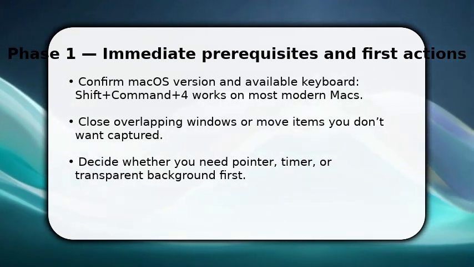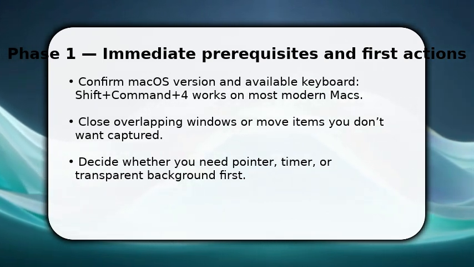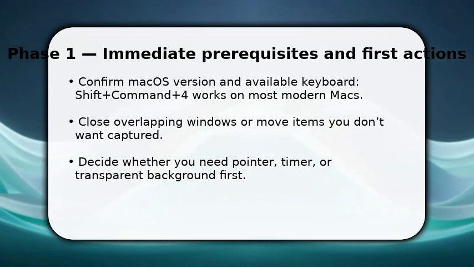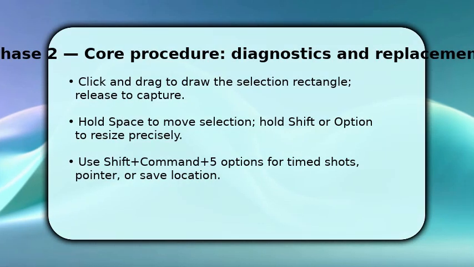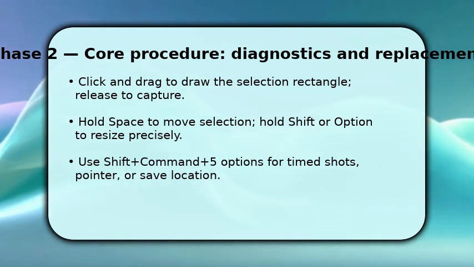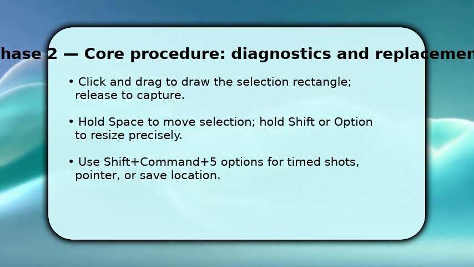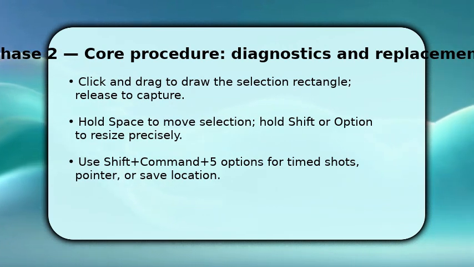The cursor turns into a crosshair. Take a breath, then start dragging to define the area you want to capture. After the crosshair appears, click and drag to mark the exact rectangle you want, then release to take the shot immediately. If you overshoot, hold space while dragging to reposition the selection without changing its size, or hold Shift or Option to lock one axis for precise resizing.